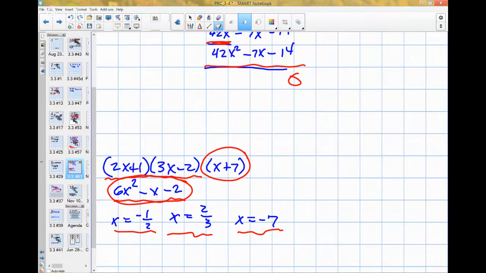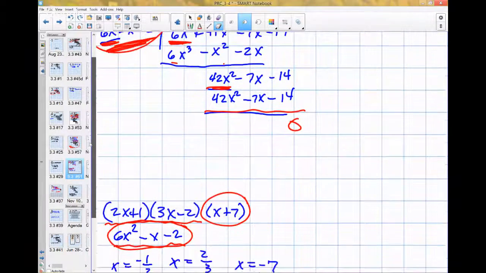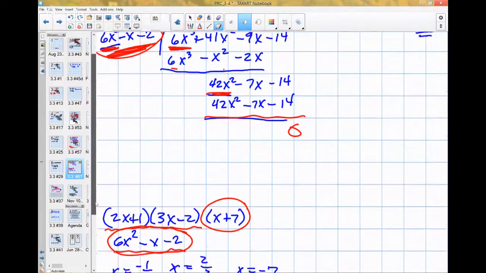So here's what you were asking about, I believe, Geneva. Here we did not have everything covered, and we had to find the remaining factor by taking the product of the two they gave us and dividing it and check out what's left.